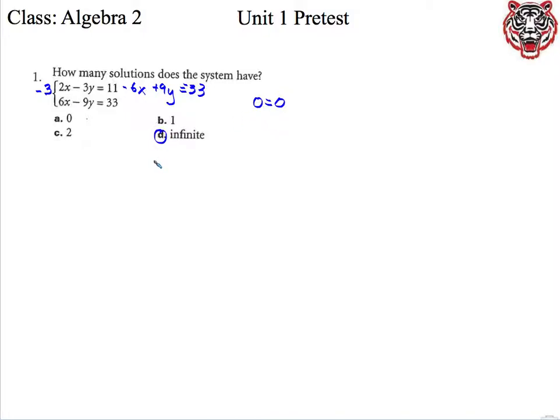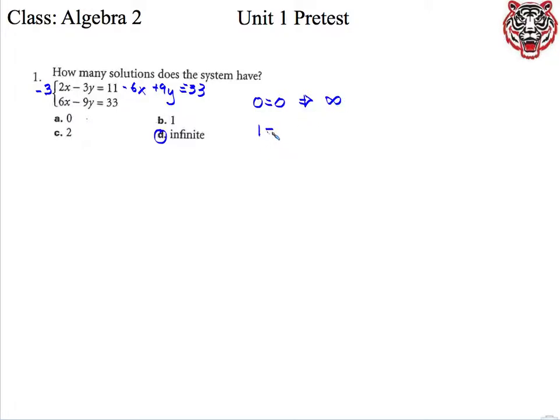Bro, that's like the one I scratched out. I know. So 0 equals 0, and you can write this on your pretest because that's going to be stapled in your notebook. 0 equals 0, that means infinite. You can do a little infinity sign. I can try to do a better one.